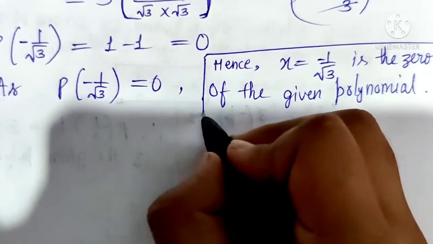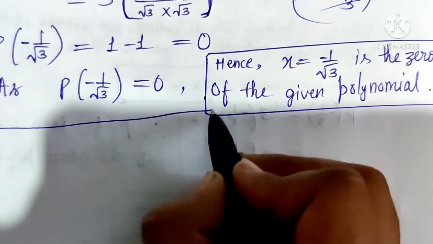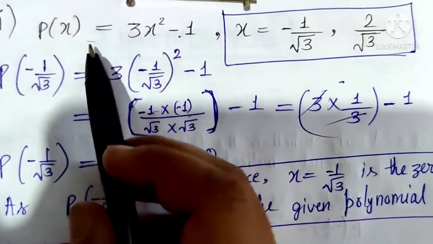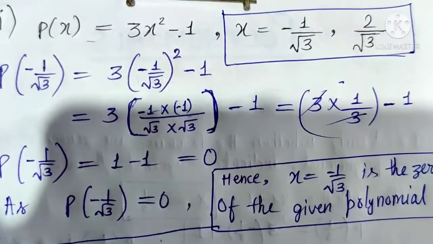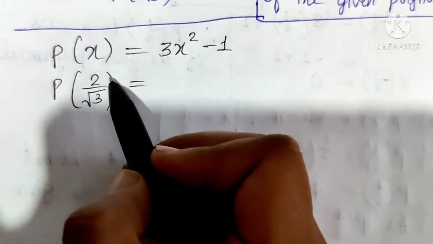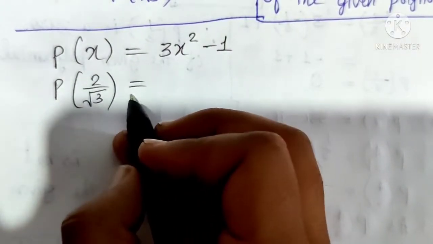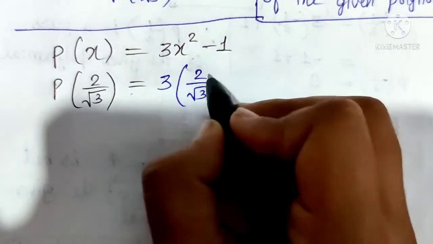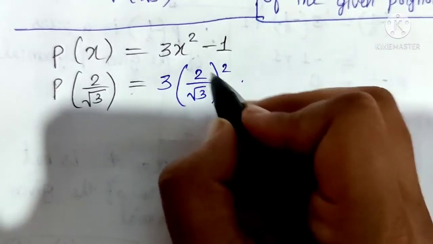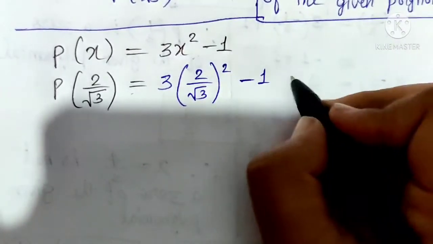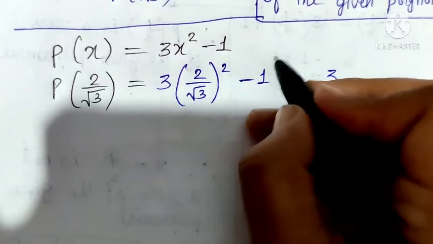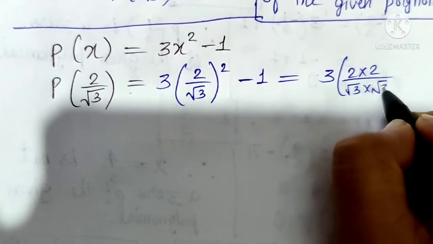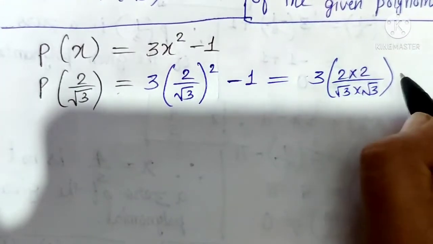Okay, so here we have done this part, but one more value of x is given, that is 2 upon root 3. So now in place of x we have to put 2 upon root 3. So let's see whether the answer will come or not. 2 upon root 3 in place of x, the whole square, minus 1. Now let's solve it. 3 will come 3. 2 multiplied by 2 upon root 3 multiplied by root 3. This is only a square, minus 1.